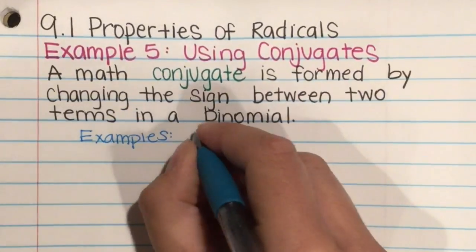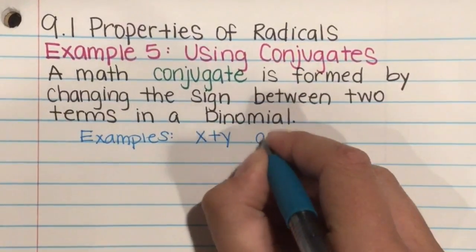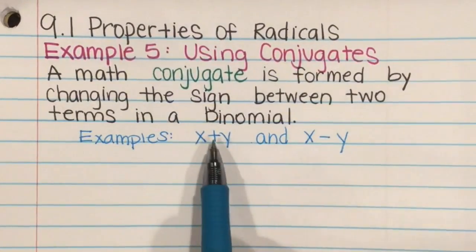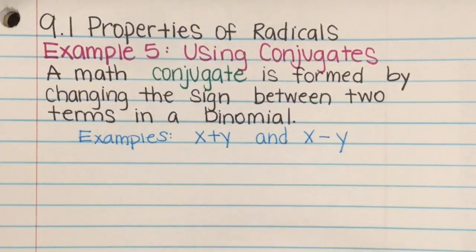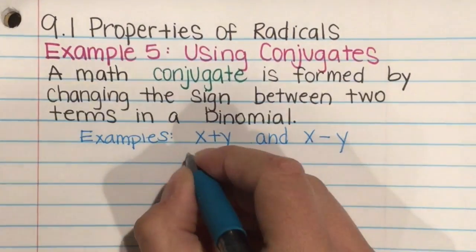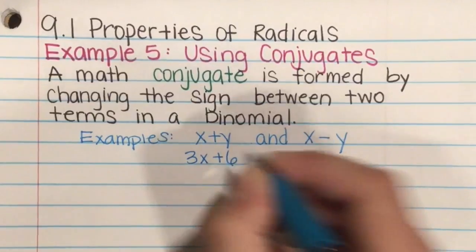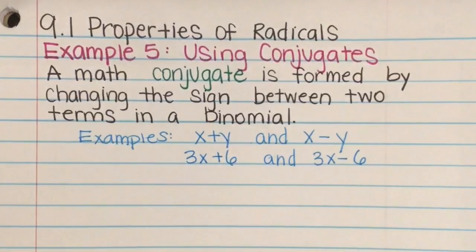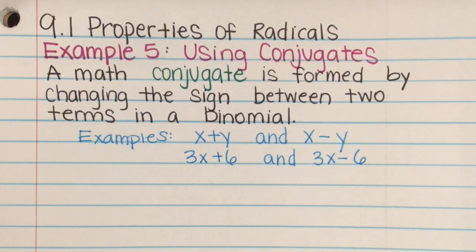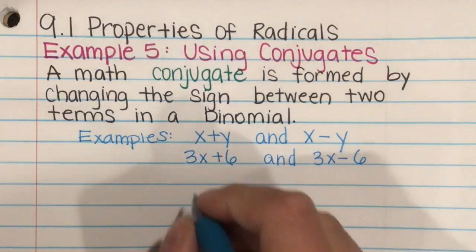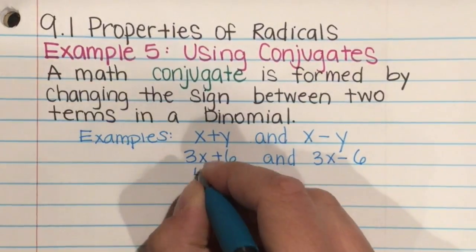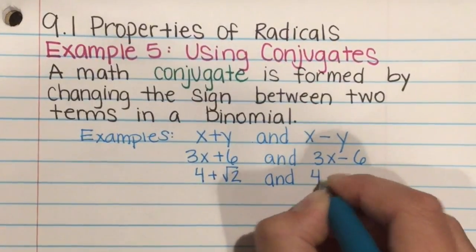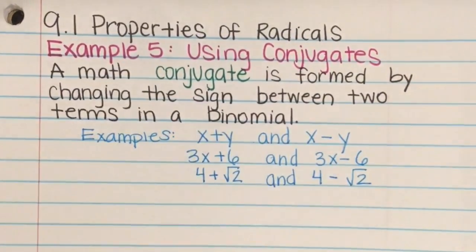A pair of conjugates could be x plus y and x minus y. And the reason why is because I've changed the sign between two terms in a binomial. It could also be 3x plus 6 and 3x minus 6. One last example that's going to look a lot more similar to what we'll be doing in today's example would be 4 plus the square root of 2 and 4 minus the square root of 2.